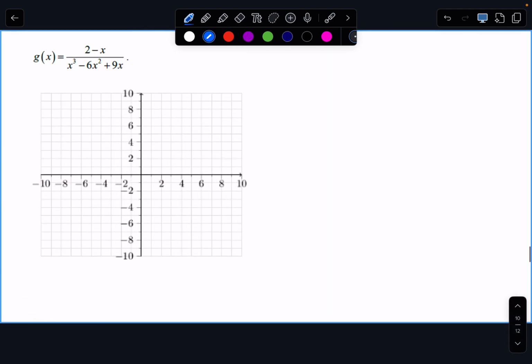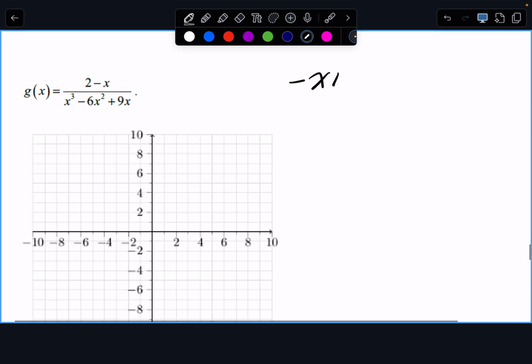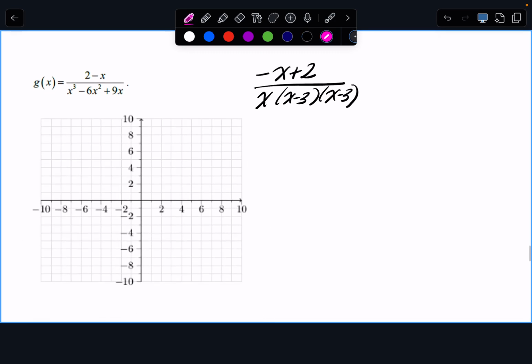All right, again, this one is finally where we get some same directional asymptotes. Rewrite the top as negative x plus 2. The bottom factors to be x, and then x minus 3, x minus 3. Oh, good. This is good, because there's some new things coming up that haven't come up yet.